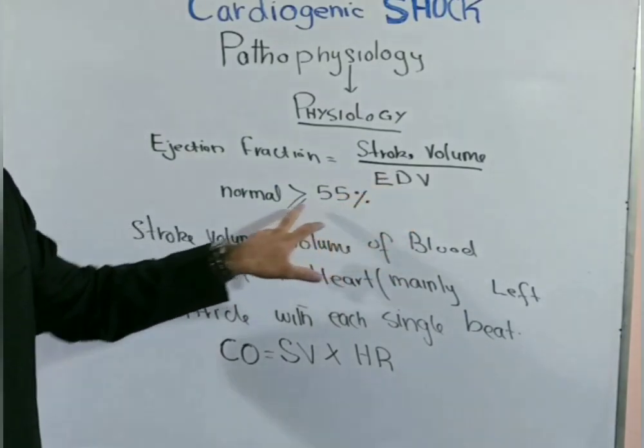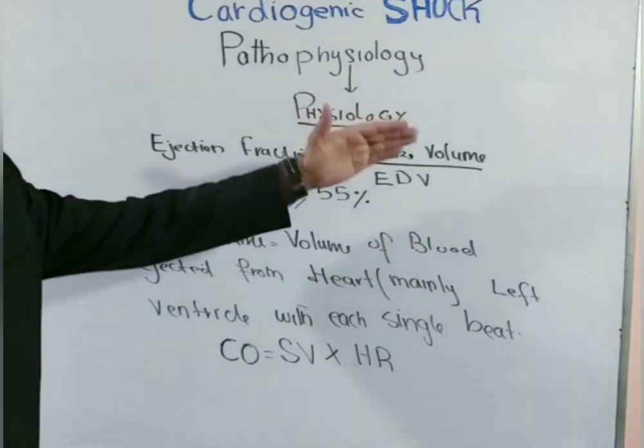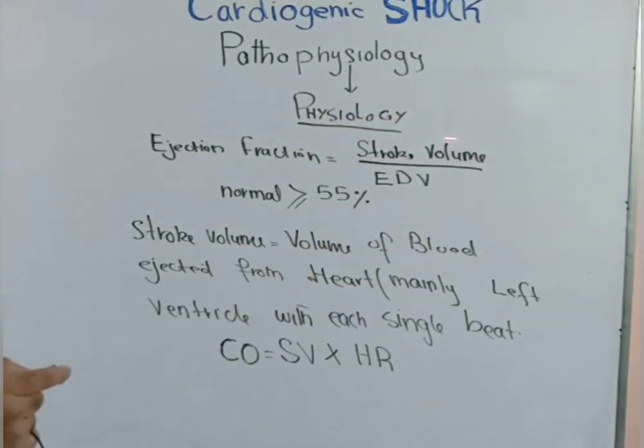Now, the ejection fraction is the percentage of that very blood which is thrown to the rest of the body, which is represented by the stroke volume. So, the measurement of the ejection fraction is stroke volume divided by the end diastolic volume, and it is calculated in percentage. And normally it should be more than 55% in all adult patients.